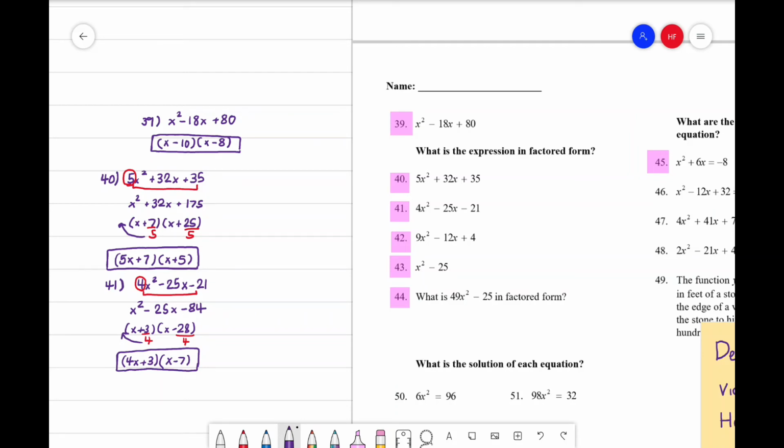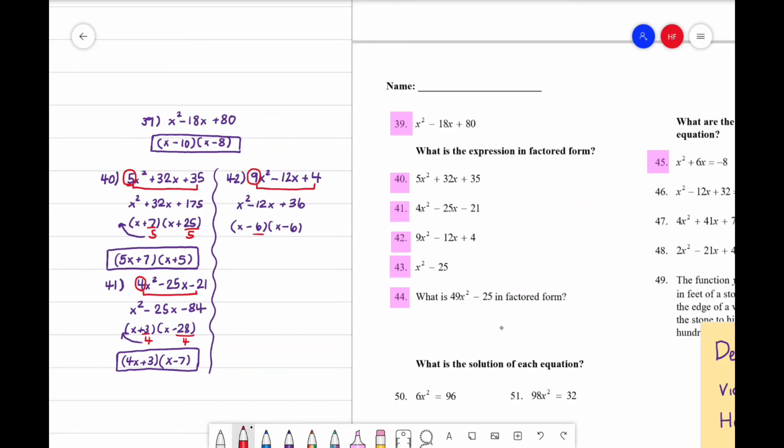On 42, we'll do the same thing. Nine x squared minus 12x plus 4. We're going to take that first number, multiply by the last. X squared minus 12x plus 36. Two numbers that multiply to positive 36 but add to negative 12. We have x minus 6 and x minus 6.